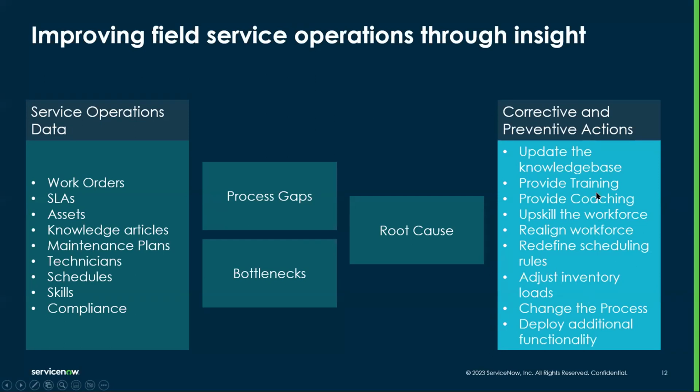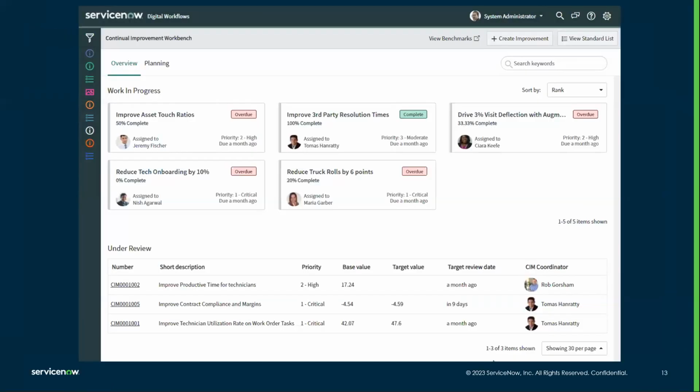The point is there are hundreds of different things that an organization can do to correct and prevent depending upon what that issue is. And to take it a step further into our continual improvement management, we have a workbench where you can say, here are, maybe from process optimization, we identified those root causes.